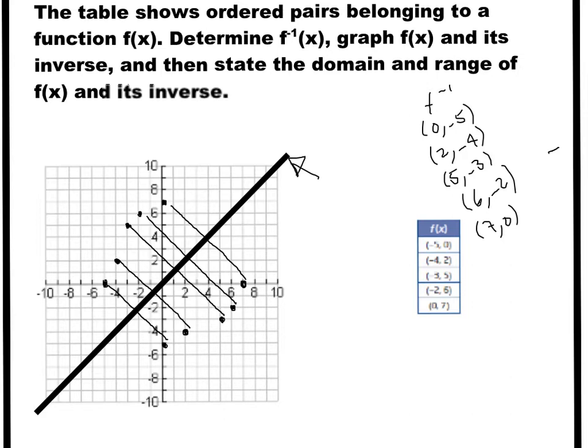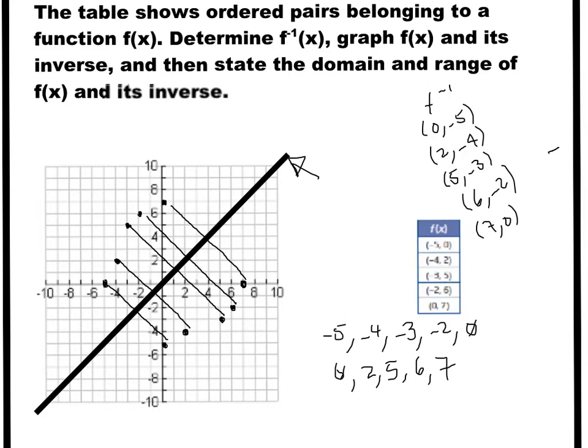Now the question is, what is the domain and range of f of x and its inverse? It is very simple to see that the domain of f of x is just the x values of f of x, which is negative 5, negative 4, negative 3, negative 2, and 0. The range of f of x is 0, 2, 5, 6, and 7.